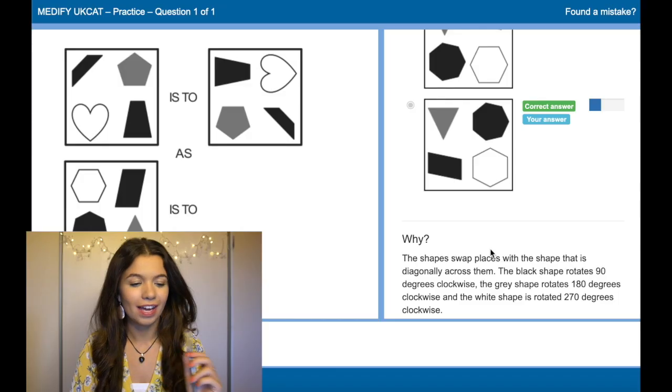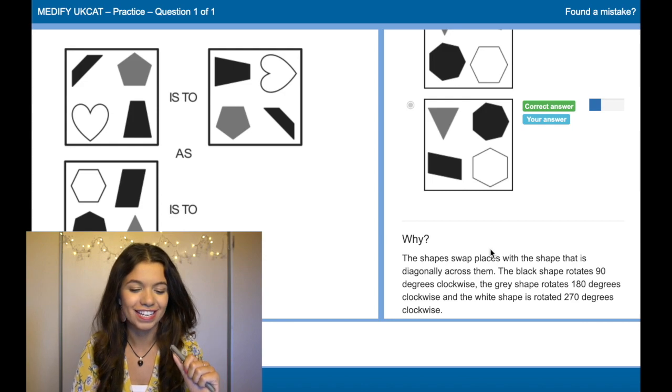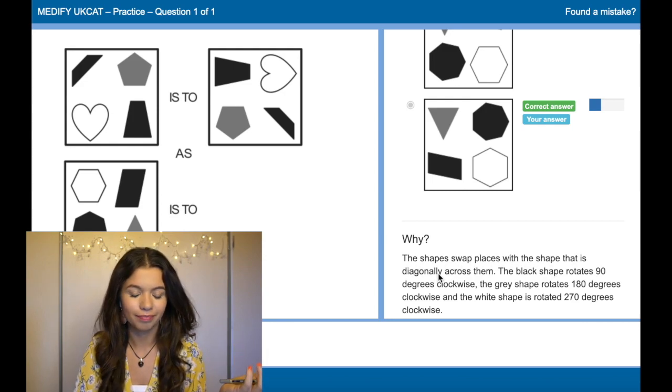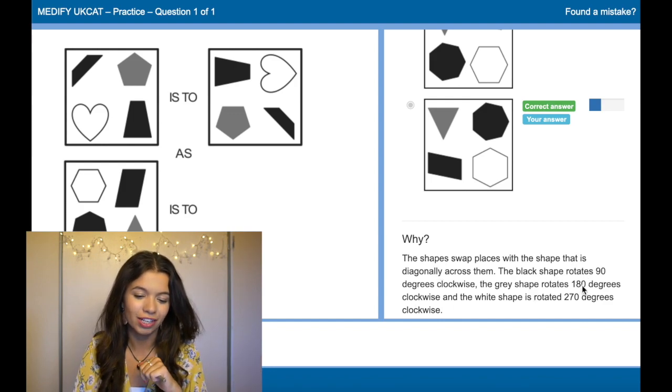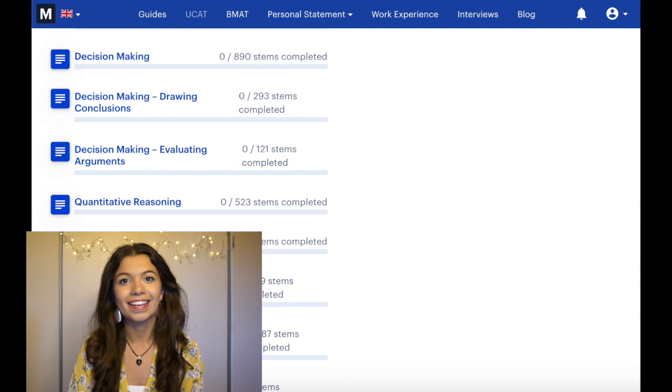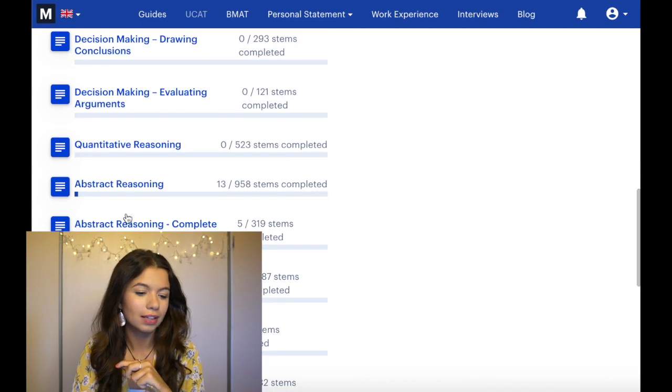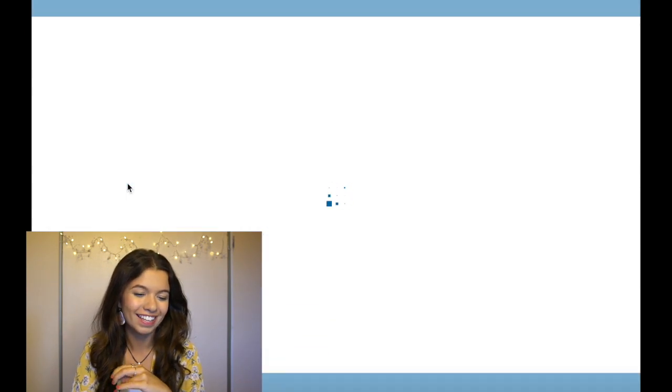We made it. Okay, and just to double check what the official explanation is, the shapes swap places with the shape that is diagonally across them. Okay, so similar but different. And the black shape rotates 90, the grey shape 180, and the white shape 270. Okay, so yeah, got there in the end, just about. I think I'm gonna do a few more questions and then maybe call it a day.